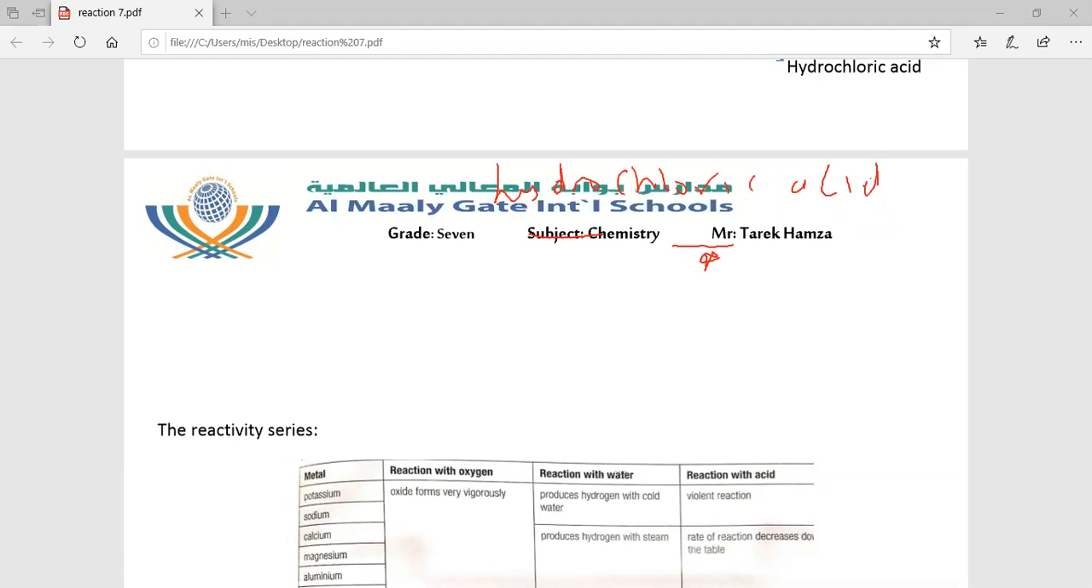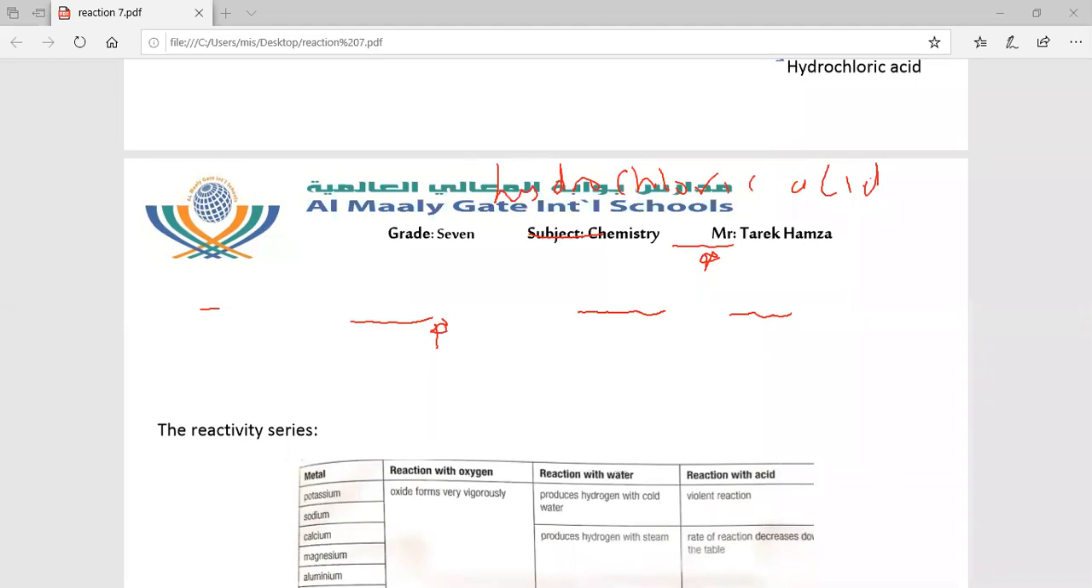The first metal here is sodium. Sodium will react with hydrochloric acid to produce sodium chloride and hydrogen. This equation is represented as the following: Na plus HCl produces NaCl, and hydrogen is evolved.